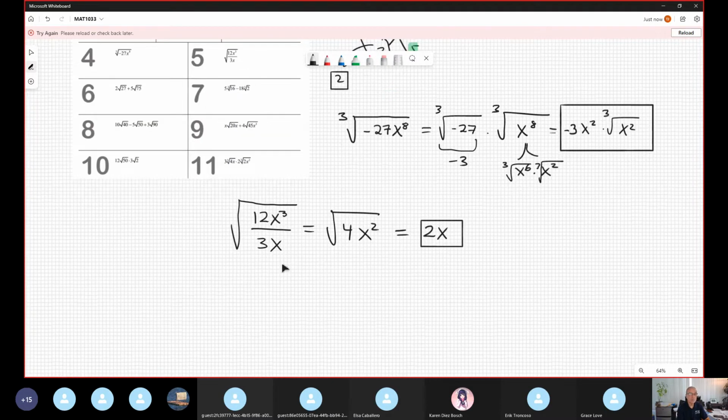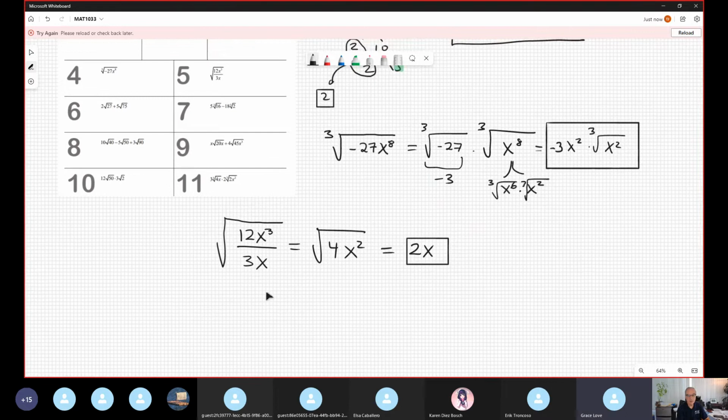Professor, can you repeat that one more time? Why is it 4x squared? Because 12 divided by 3 is 4, and x cubed divided by x, subtracting the exponent. This x is one invisible, so it's x squared. Okay, exactly. Got it.